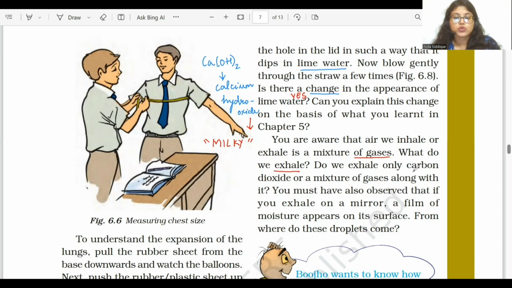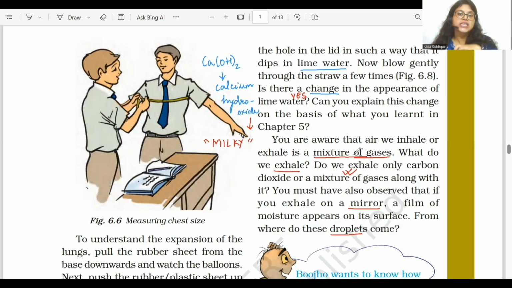Do we exhale only carbon dioxide or a mixture of gases along with it? Your answer is we exhale a mixture of gases. You must have also observed that if you exhale on a mirror, a film of moisture appears on its surface. From where do these droplets come? What did we just learn? The air we inhale is a mixture of gases, consisting of nitrogen, carbon dioxide, oxygen, and water vapor.